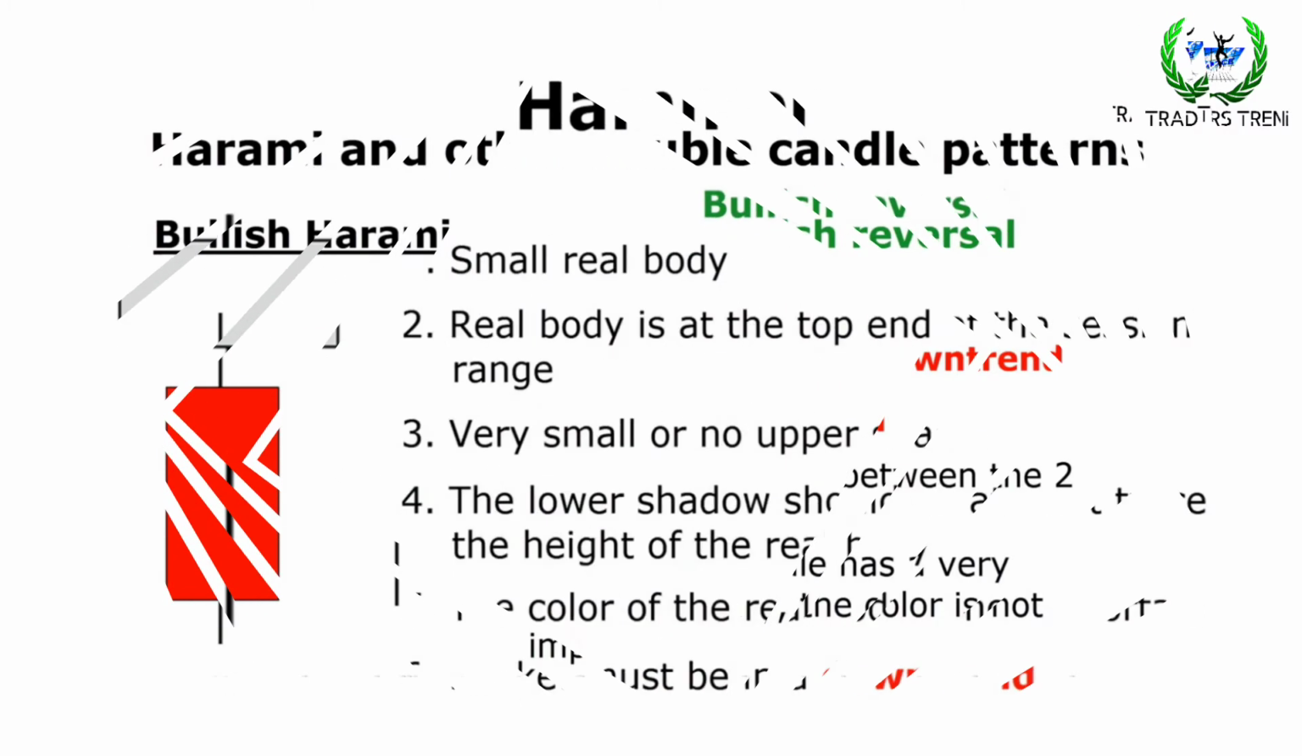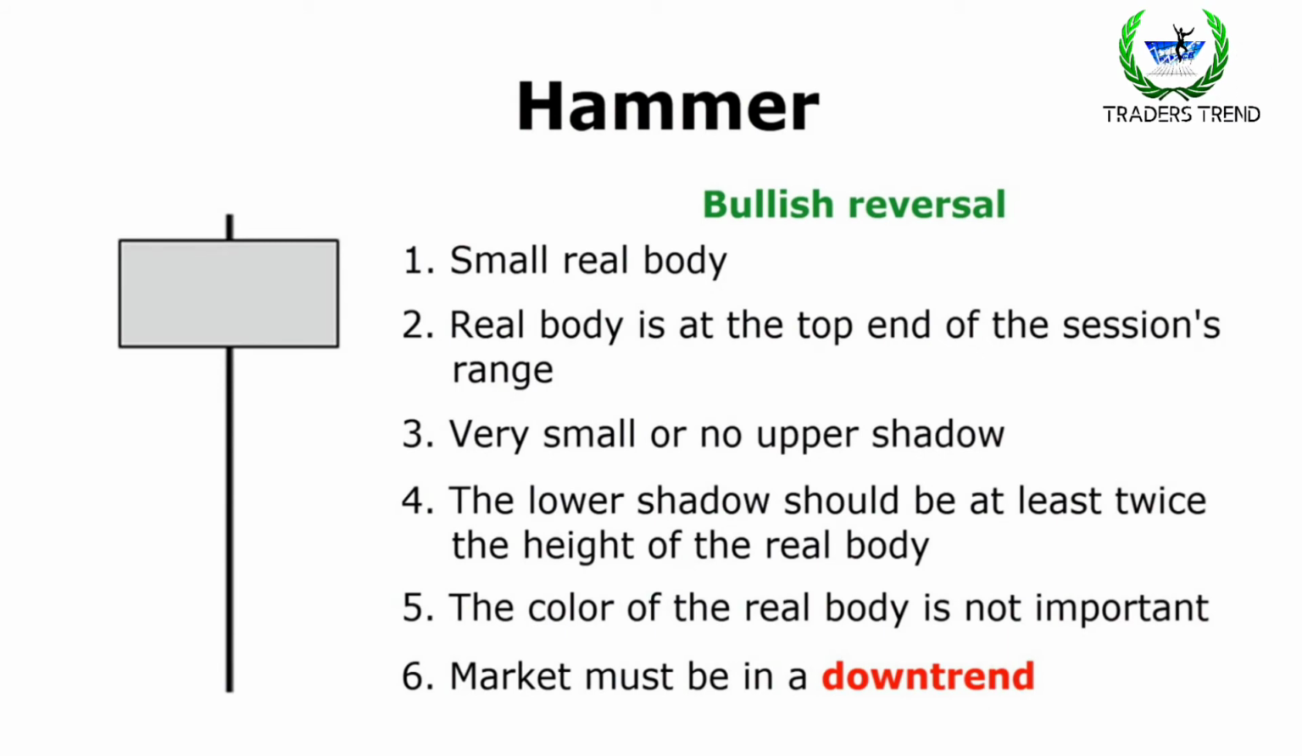And the next one is the hammer. Hammer is a bullish reversal candlestick. It is the most important candlestick for the bullish reversal. There is a small real body at the top end of the session range, and very small or no upper shadow. The lower shadow should be at least twice the height of the real body. The color of the real body is not important. The market must be in a downtrend, but green is the most effective for the bullish reversal.